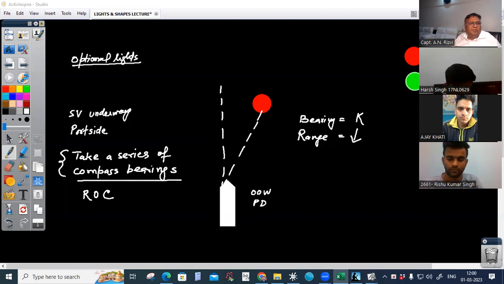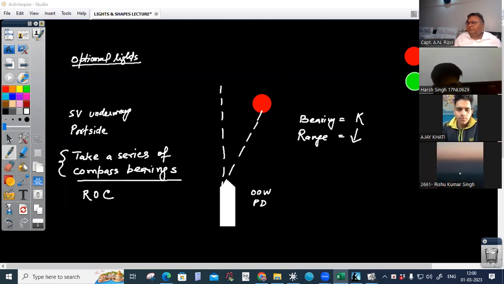Let's move to the next cadet. Ajay Khati. Yes, sir. So we'll pass it from the vessel's stern. See, before you say whatever you will do, you need to give the reference of the rule. So according to which rule, who is responsible here? Which rule will be applicable? This is a power-driven vessel, and you have identified this is a sailing vessel. So which rule talks about the encounter between different types of vessel? The responsibilities between vessels.